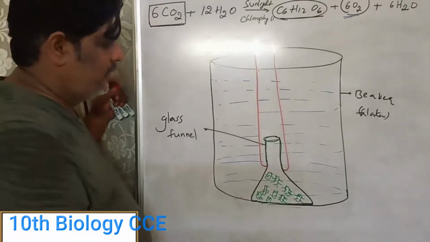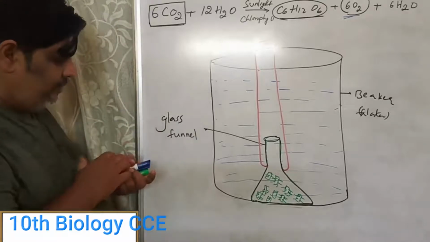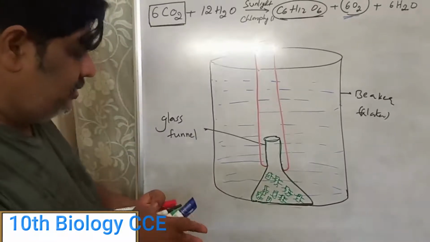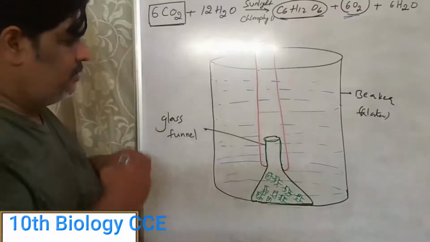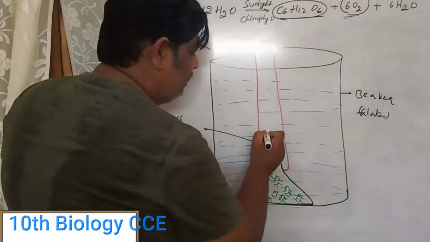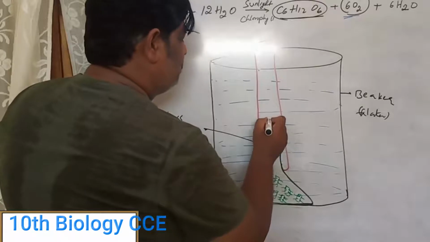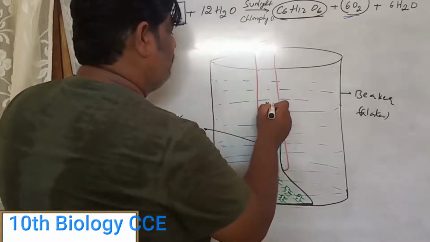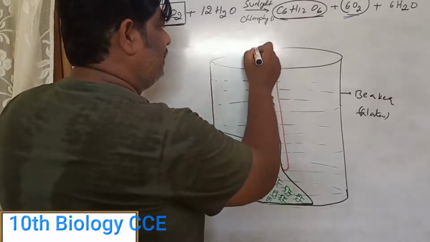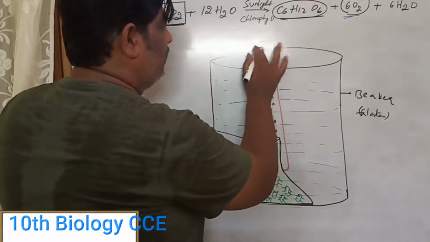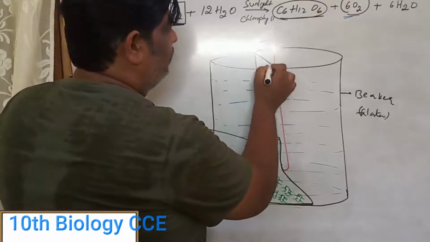Now you have to keep this apparatus in the sunlight for some time, and what you will observe is very small bubbles will start coming out. Small bubbles, which resemble gas, will start coming out like this, and they will keep on going up, and they will burst here, and the gas will be stored here.